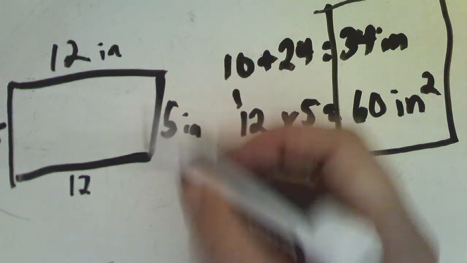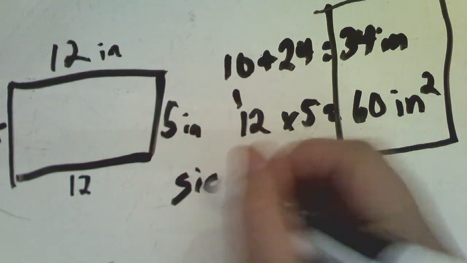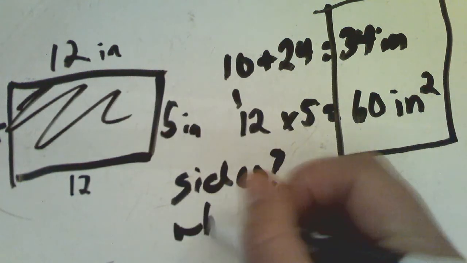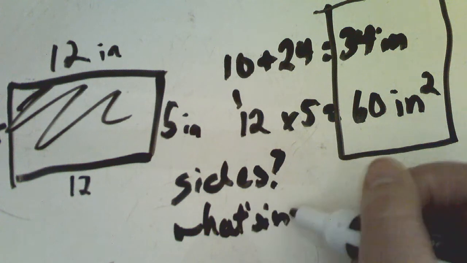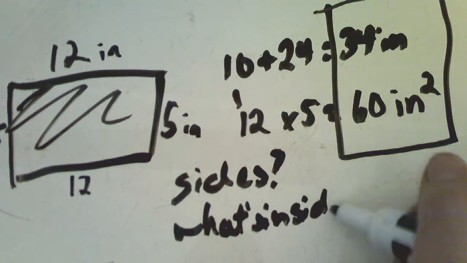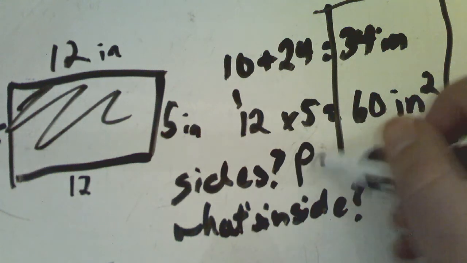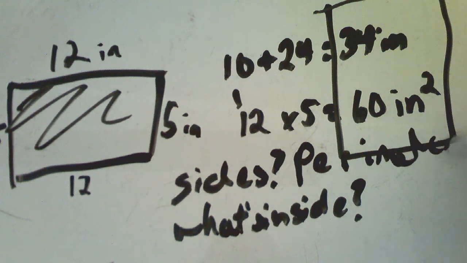Do they want the sum of all the sides? Or are they asking for what's inside? And ask yourselves those questions because it will help you decide what they're actually looking for. If they're asking for the sides, they want the perimeter. If they want what's inside, then they want the area, okay? So be really careful. Read them through carefully.